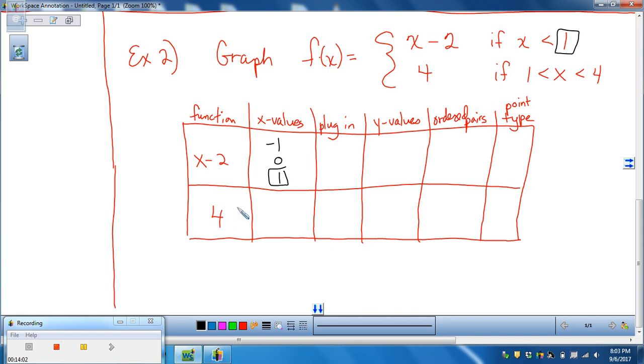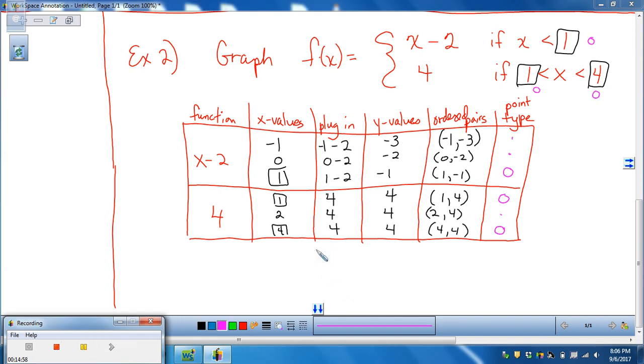I'm going to put a box around the 1 because it's special. Next, for the second function, I'm going to be graphing 4 if 1 is less than x is less than 4. So again, our special values, and this one is still a line because there's no exponents and no other special symbols. So we're going to be going between 1 and 4. And 3 points should suffice, so 1 and 4, and I'm just going to use 2. Alright, go ahead and pause, fill in the table, and let's see how you did.